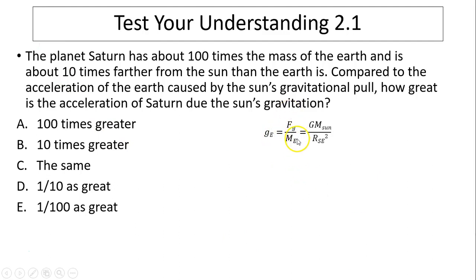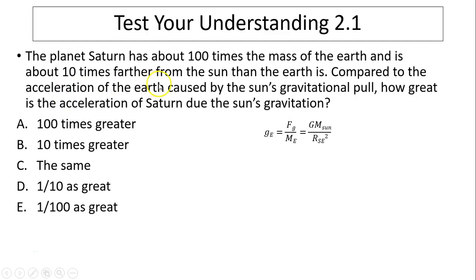Acceleration is Fg over m of Earth, so it's G times the mass of the Sun divided by the distance between the Earth and Sun squared. As you can see, the gravitational acceleration of Earth has nothing to do with the mass of the Earth. It only has to do with how far the Earth is from the Sun. So we don't really have to talk about mass. Let's just talk about the distance.